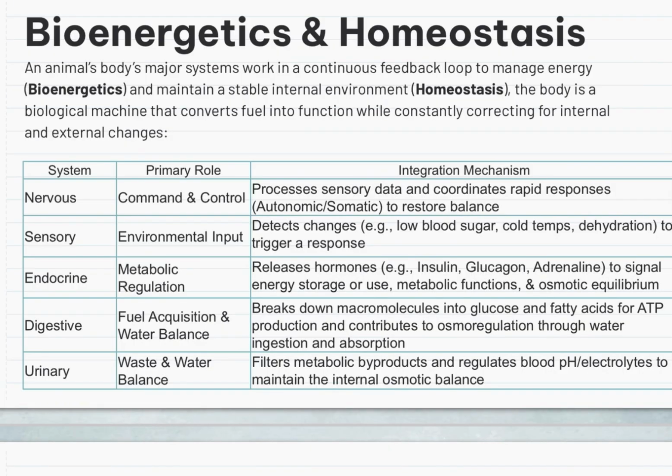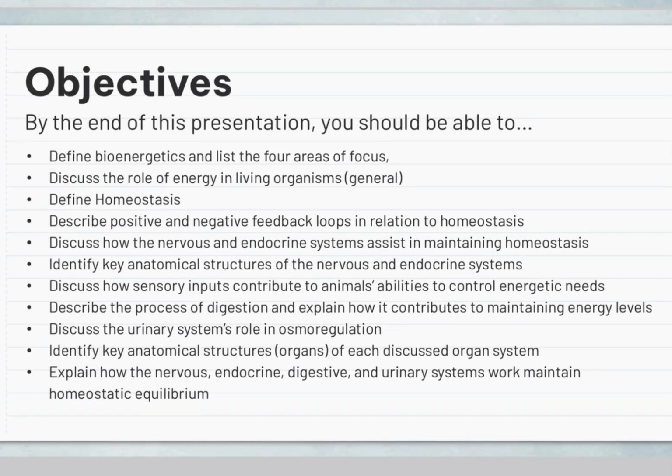Our digestive system is fuel acquisition and water balance. It breaks down macromolecules into glucose and fatty acids for ATP production, and it contributes to osmoregulation through water ingestion and absorption. Finally, our urinary system is our waste and water balance. It filters metabolic byproducts and regulates blood pH and electrolytes to maintain the internal osmotic balance.